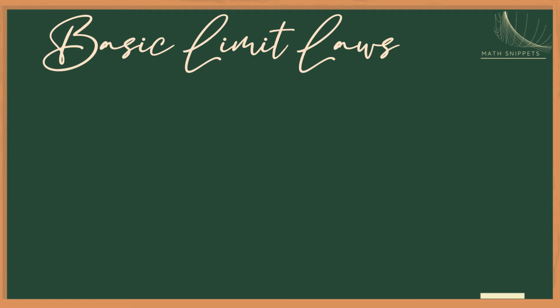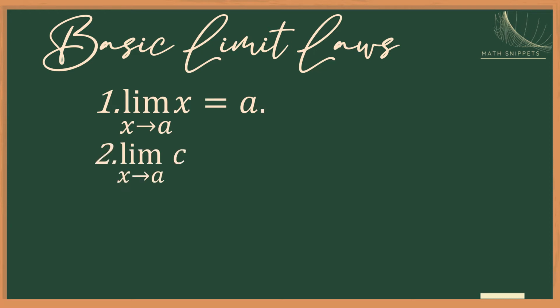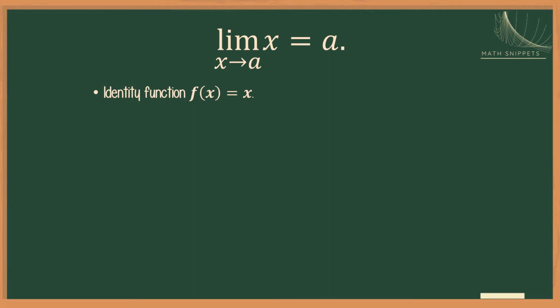So this is governed by two basic limit laws. We have the limit as x approaches a of x is equal to a, and the limit as x approaches a of c is equal to c, where c is a constant or any real number. Okay, so let's observe the limit of x as x approaches a is equal to a. This is an identity function, meaning whatever the value of x is, that would also be the value of y.